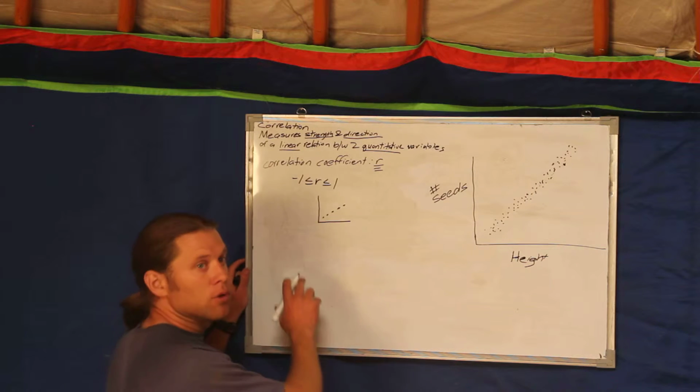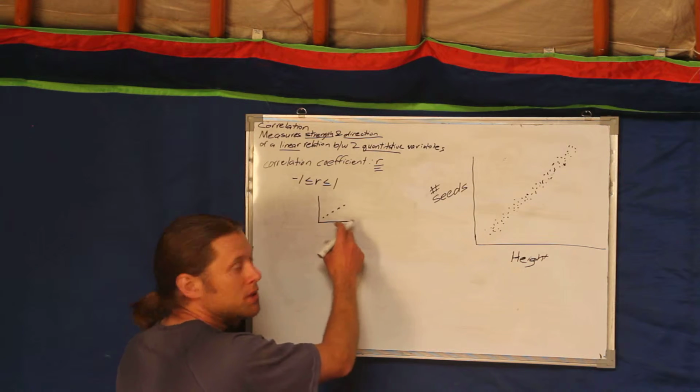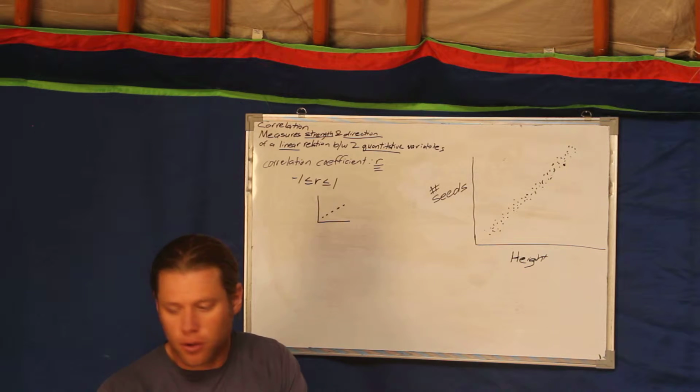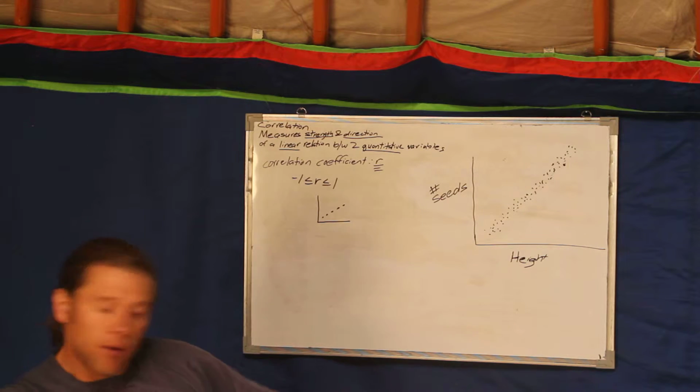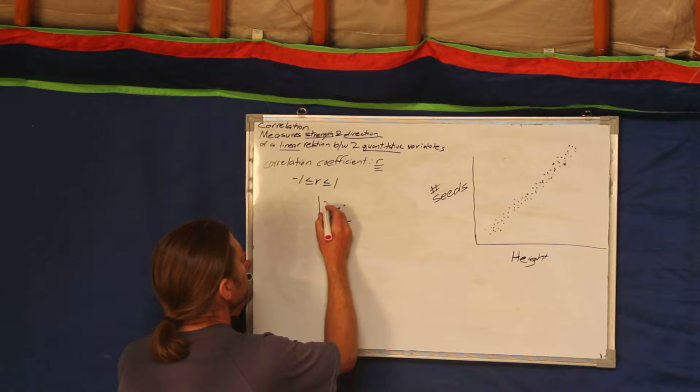So this is a positive relationship, where as one variable increases, the other increases. A negative relationship, we'll do that in a different color, would be if they're going like this.